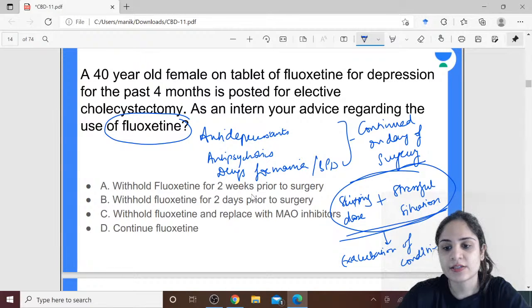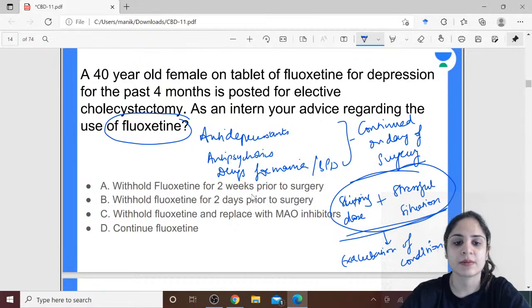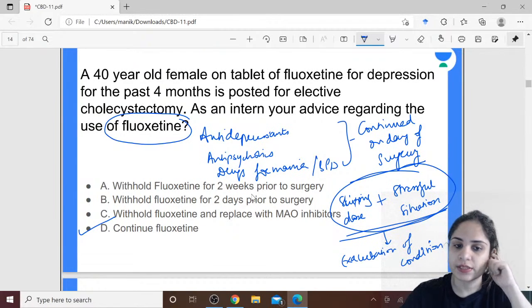Alright, so rest assured, this patient is going to end up having some kind of attack, either of mania or bipolar disorder or depression or anxiety, whatever the patient is suffering from. So ideally, if they ask you in the exam, what do we do with antipsychotic agents, remember that you are supposed to continue all the antipsychotic agents perioperatively. So on the day of surgery, the patient should continue fluoxetine.